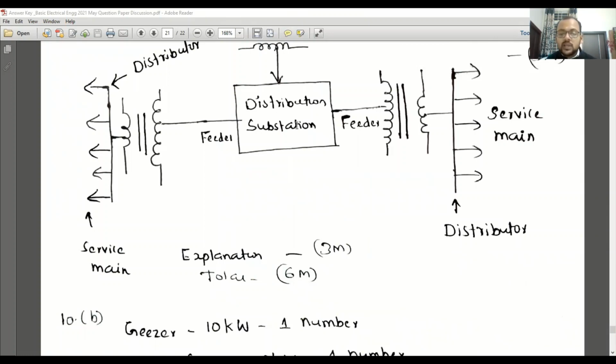If you can produce the explanation with the valuable points, definitely another 3 marks. Total, you will be getting 10 marks. Sorry, 6 marks. 3 plus 3 is nothing but 6 marks. Moving on to another question.